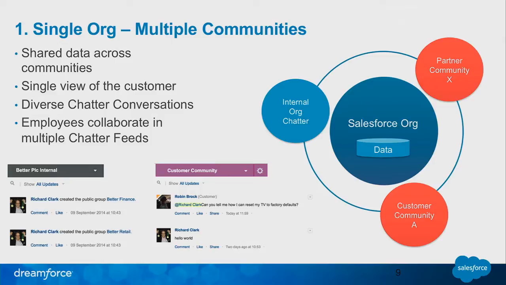And we've got our Salesforce data that's shared across those, so that's good. So we've got our single view of the customer. However, we've got diverse Chatter conversations happening. So if we look on the left here, my fictional company, Better PLC, in my internal stream, I have a couple of automated posts about groups I've created. But for my same user taken at the same time, when in my customer community, someone's mentioning me and having a conversation with me. The only reason I know about that is if I switch into that community and look, or I have email alerts on. And personally, I really hate email, as anyone at Make Positive can tell you.